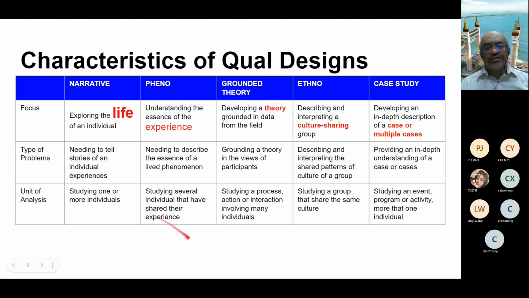What about the grounded theory? This one is about studying a process, action, or interaction, involving many individuals. What about ethnography? Ethnography is about studying a group that shares the same culture. And the case study is studying an event, program, or activity. All right. So I'm going to stop here for a while.